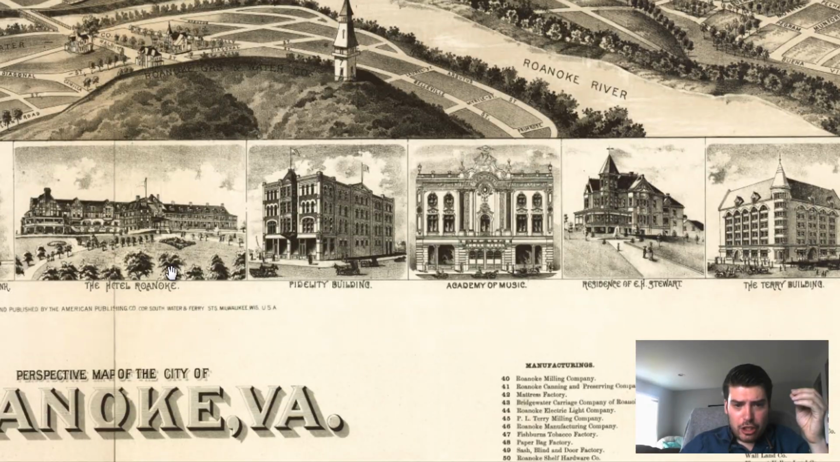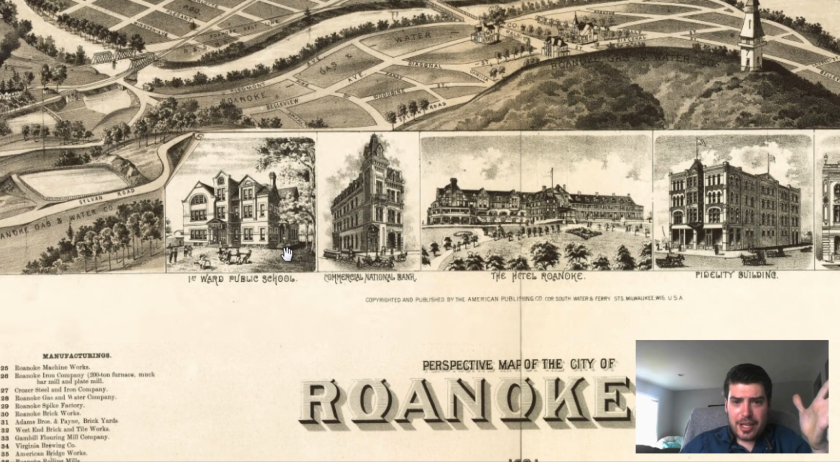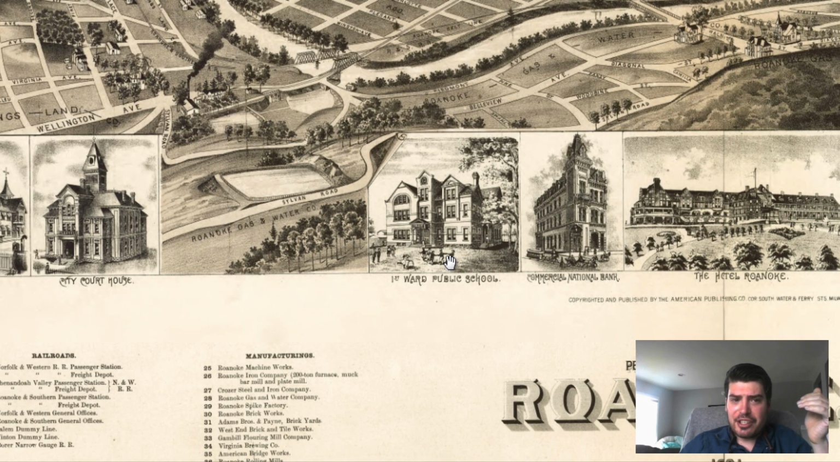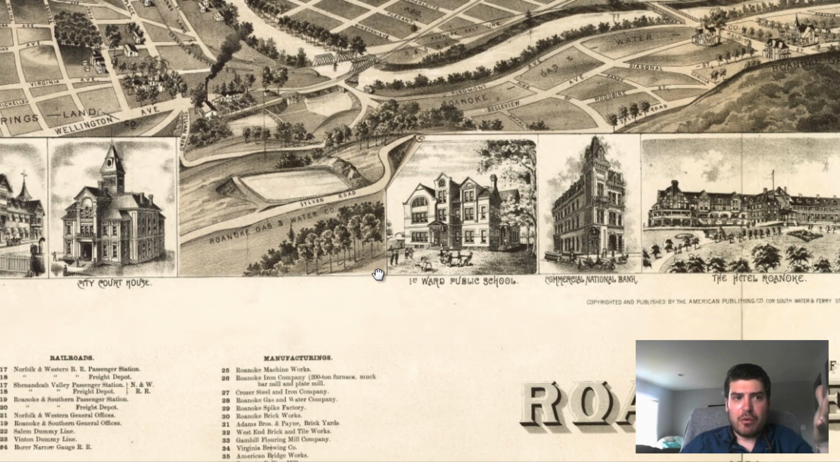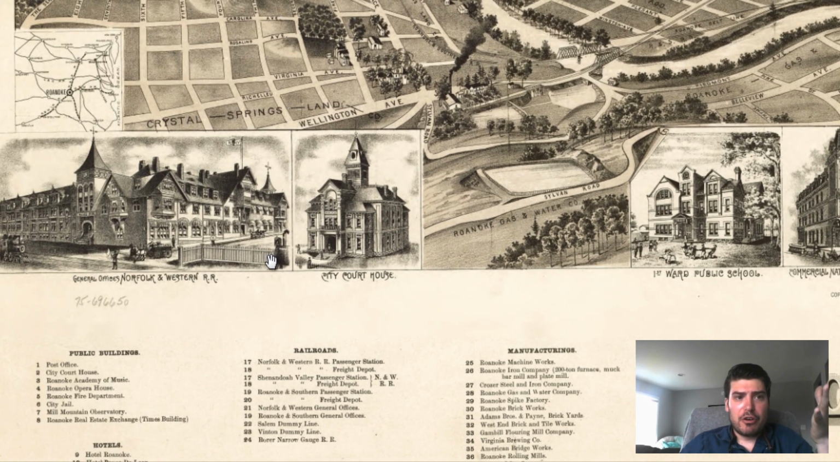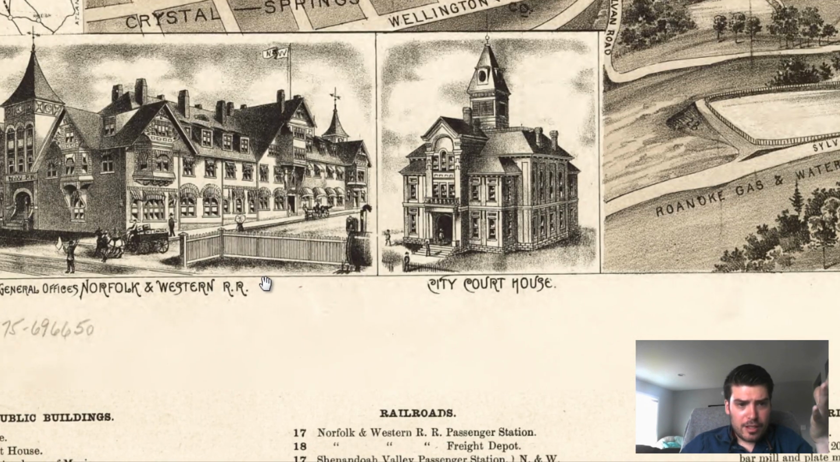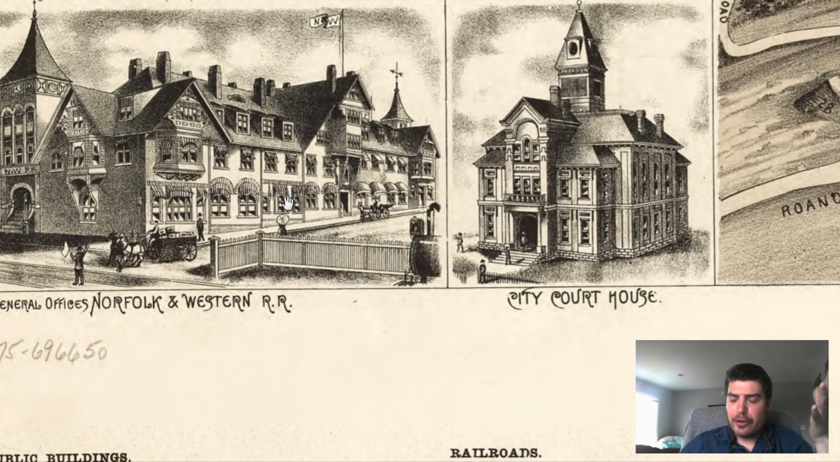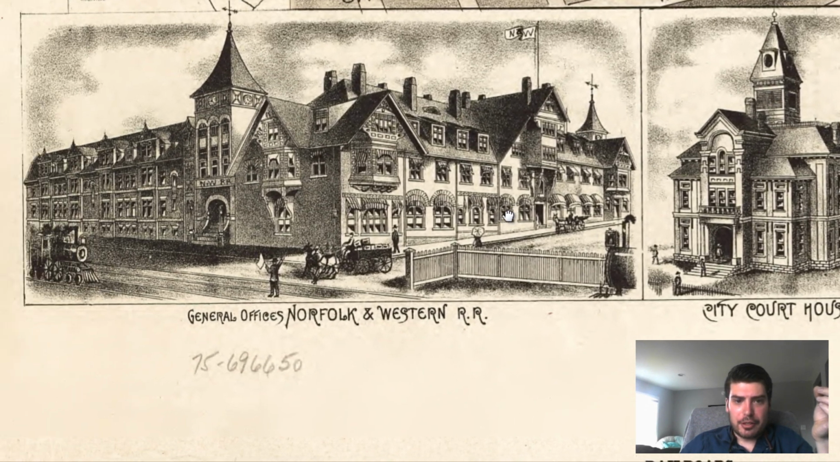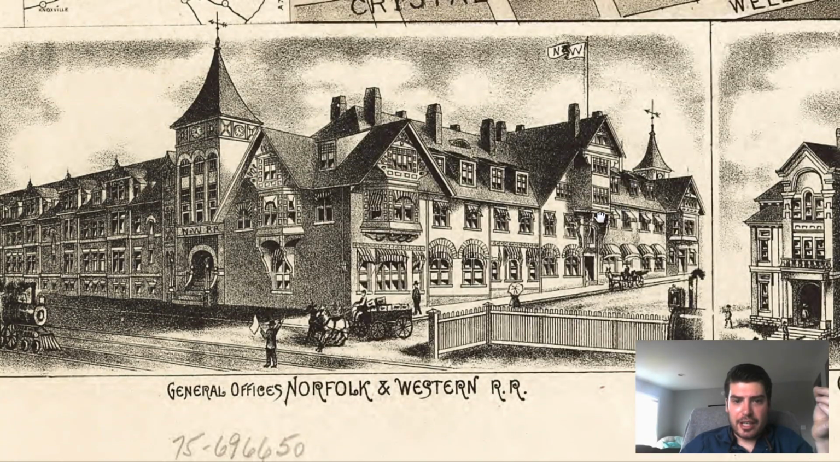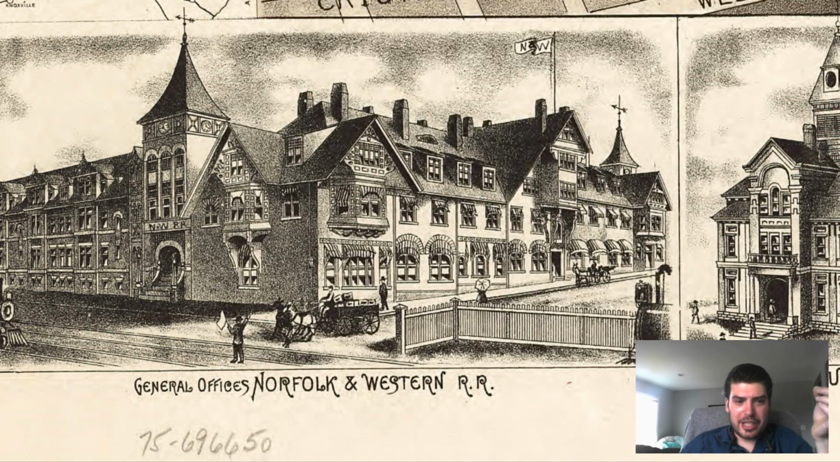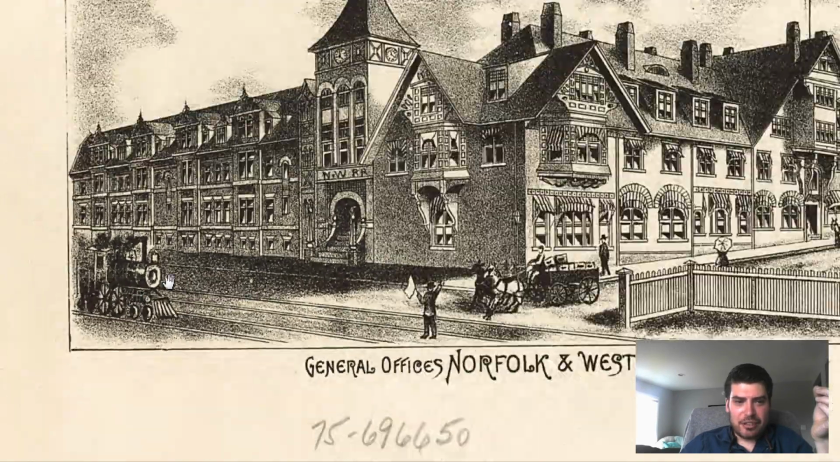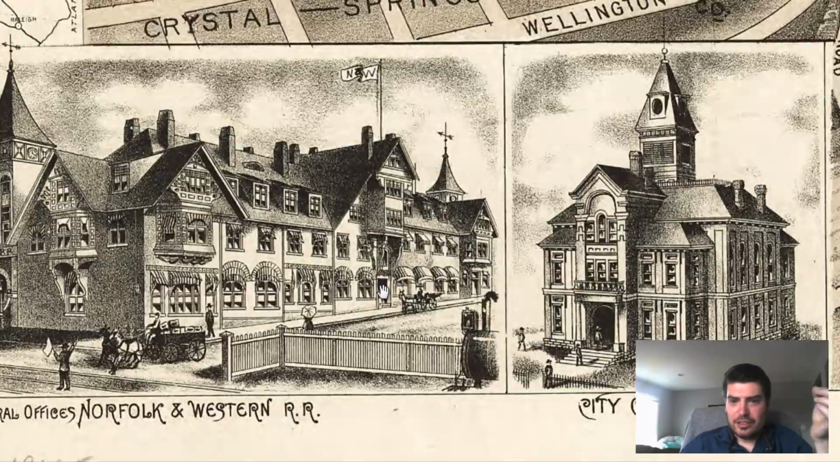If we look, we can also see on this map street views of various buildings that they felt were important on this Roanoke, Virginia map. See here at the bottom left, General Offices, Norfolk and Western Railroad. So we can see, very important, that Norfolk line. Very, very important. You see that right there. See people and horse buggies. You can see, look, a railroad car right there. Very cool.